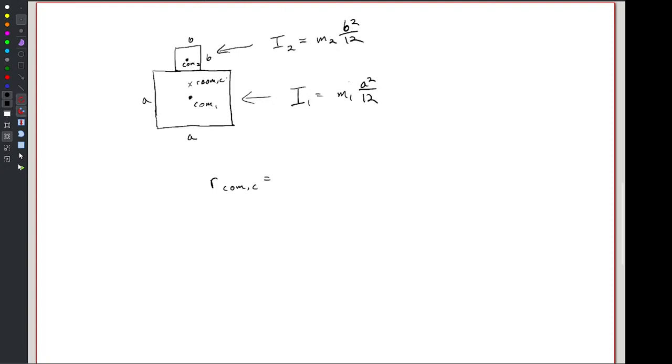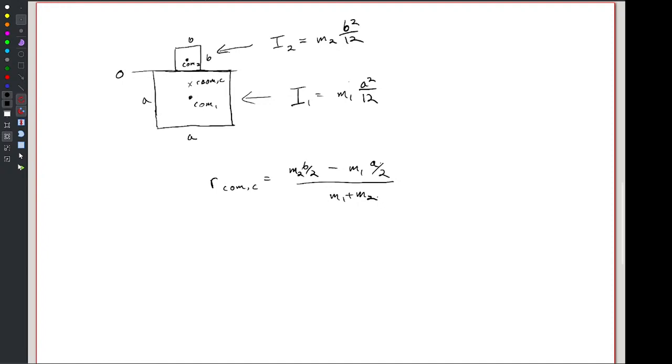So for the center of mass C, if I call this axis zero, then C is going to be M2 times B over 2 plus M1 times A over 2, or minus, because I'm just trying to get the average location there. So it's mass times distance divided by total mass. That'll give me the total position of that center of mass.